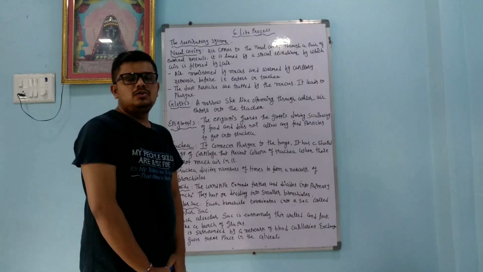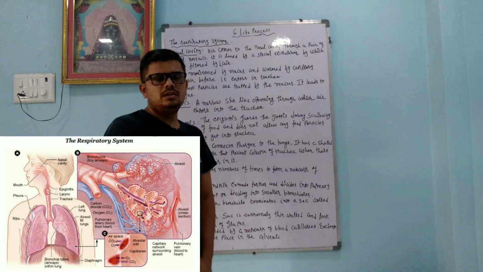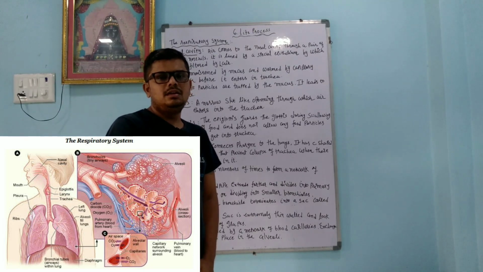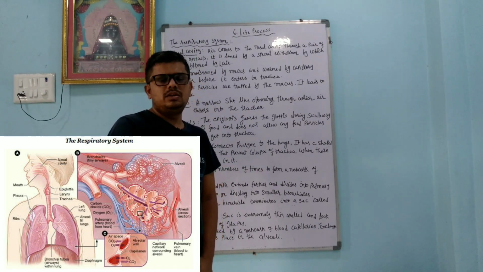Hello student, we are going to learn about the respiratory system. It starts from the nasal cavity, pharynx, then trachea, glottis, epiglottis, lungs and alveoli.